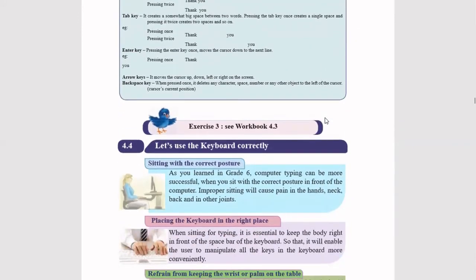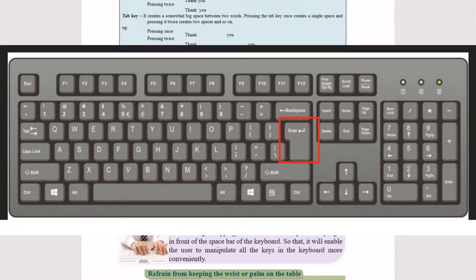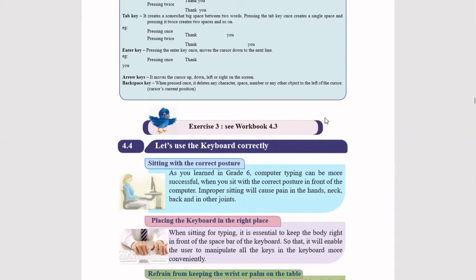Then comes the enter key. The cursor is that blinking black line. Now if you open a Word document and type something, you can see a blinking icon. So that's the cursor. If you press enter, that will go to the next line. Then come the arrow keys we already discussed, right? Going up and down and going left and right.